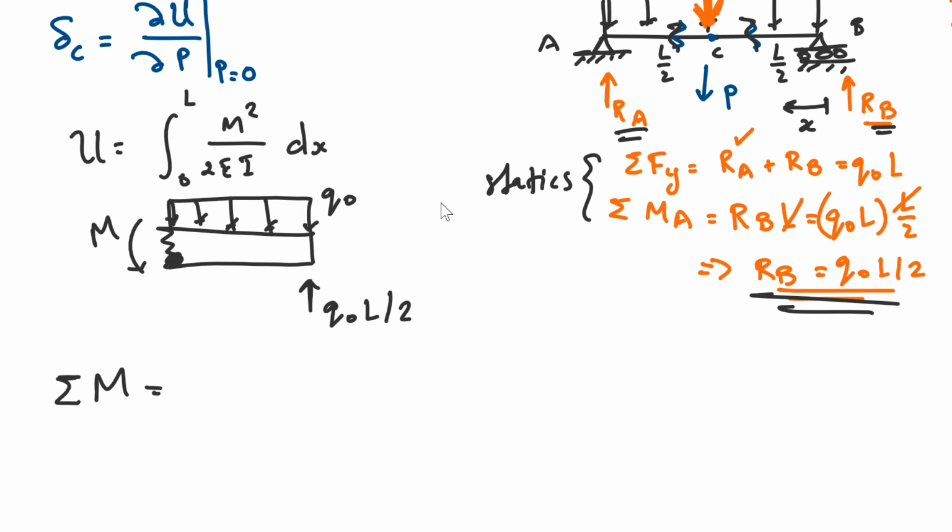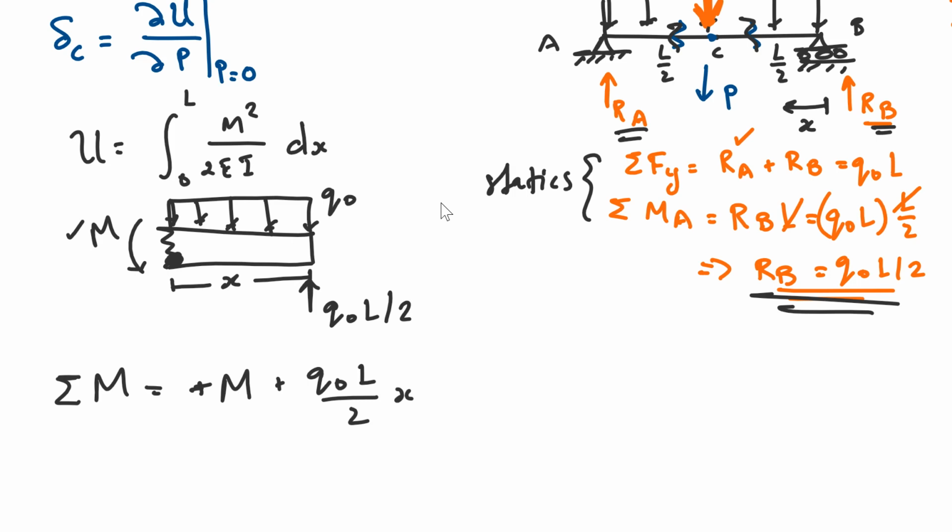First of all, we have plus M from this guy. And then, as always, this distance is X, right? Plus this guy, Q naught L over 2 times X, which is also positive. And then lastly, we have to take care of the distributed load.